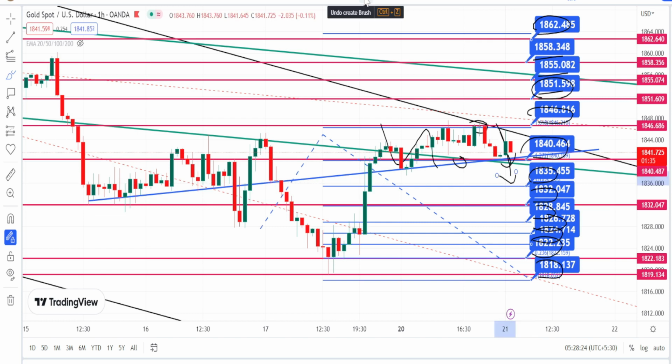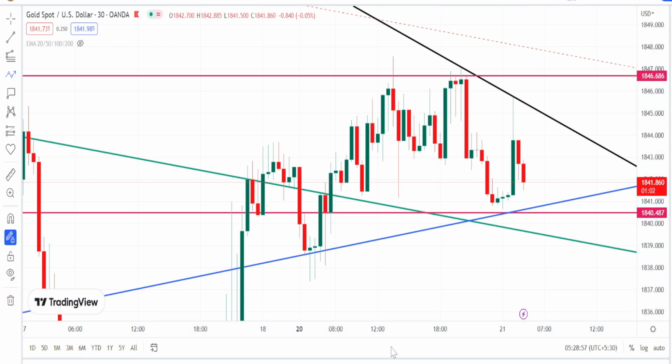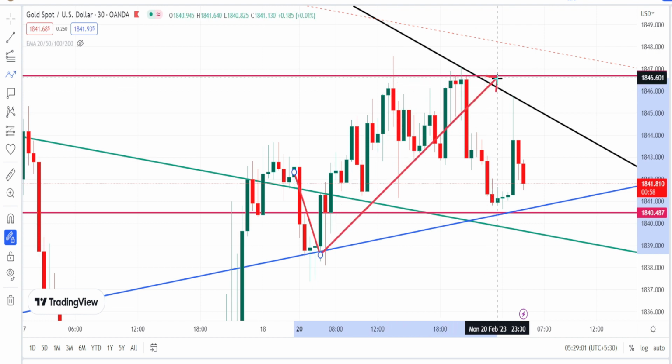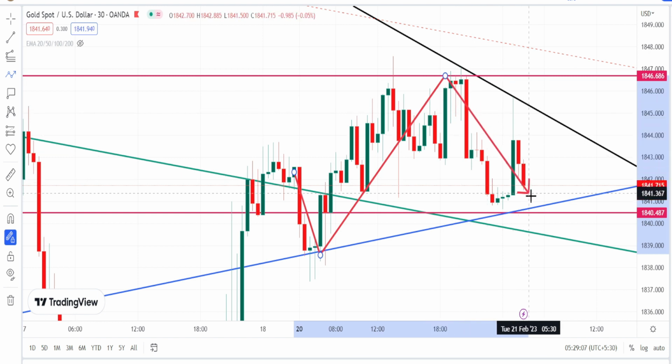Let us look at the price action in the 30 minutes time frame. I'm in the 30 minutes time frame. In the 30 minutes time frame, we are noticing the price action take resistance at the higher time frame resistance level of 1846 and bounce back on the bearish side retracement.